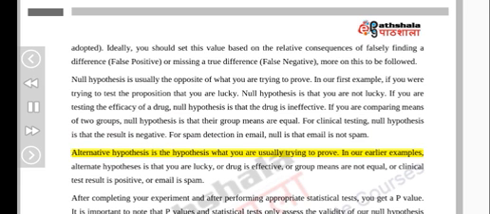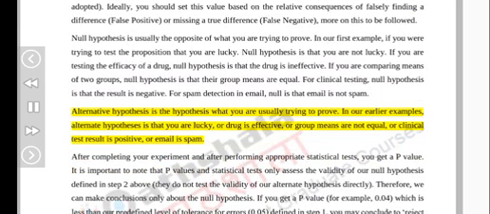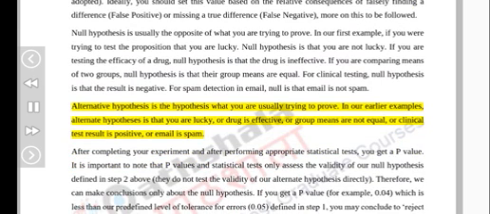Alternative hypothesis is the hypothesis you are usually trying to prove. In our earlier examples, alternate hypothesis is that you are lucky, or drug is effective, or group means are not equal, or clinical test result is positive, or email is spam.